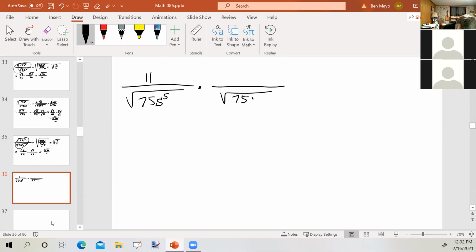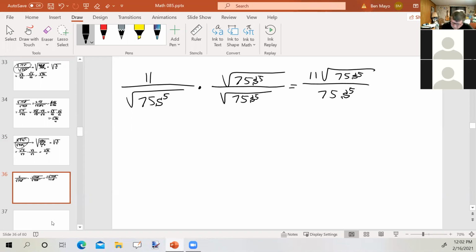All right, the square root of 75 s to the 5th. So on top, I get 11 times the square root of 75 s to the 5th. And on the bottom, I get 75 s to the 5th. Okay, so I've immediately rationalized the denominator. However, I can still do something with that.